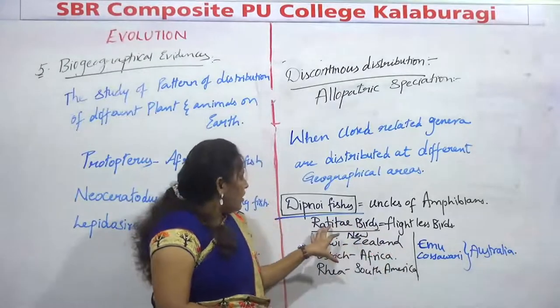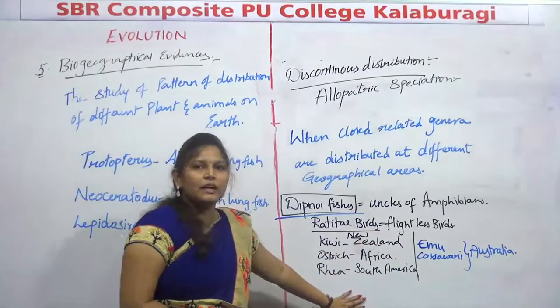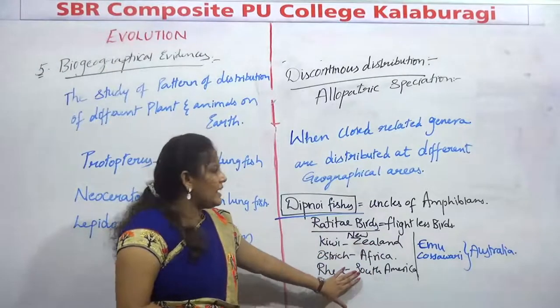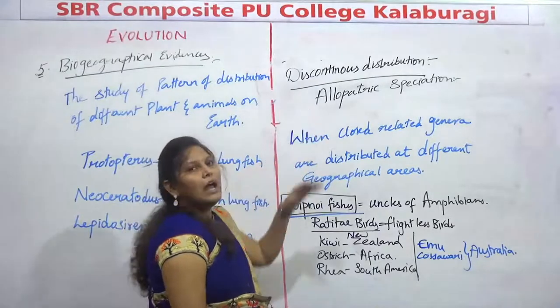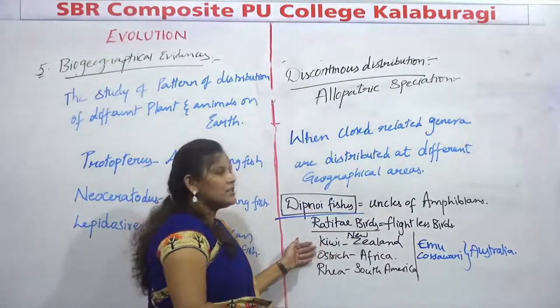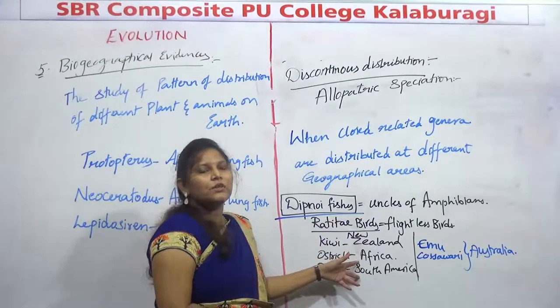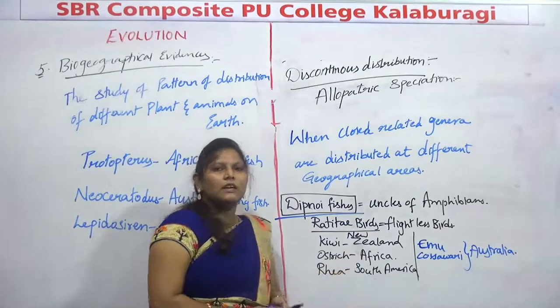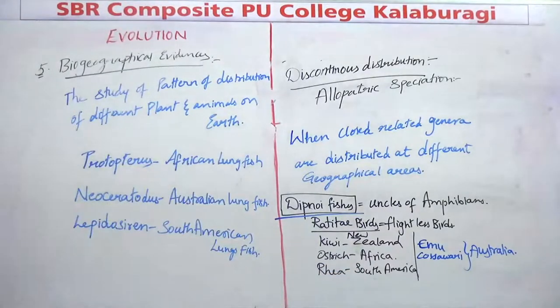The organisms which are closely related but distributed in different geographical areas explain this discontinuous distribution or allopatric speciation. They have the same common origin, but they are separated. How are they separated? What is the continental drift? We shall see in the next class.